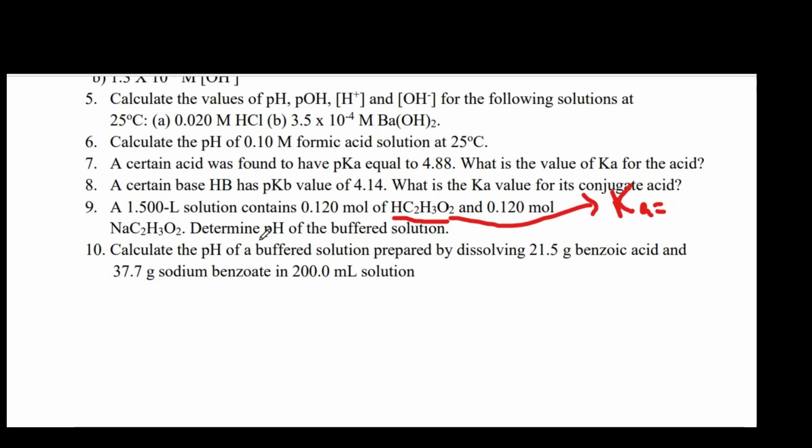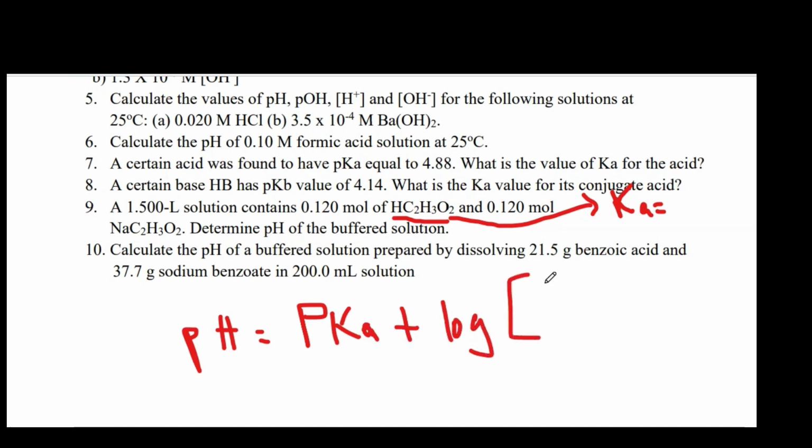And then how do you determine the pH of a buffered solution? You always use the HH formula. The pH using the HH formula is just equal to the pKa plus log of base over acid. This base over acid, I'm talking about the concentration. The concentration of the base on top, the concentration of acid down there.